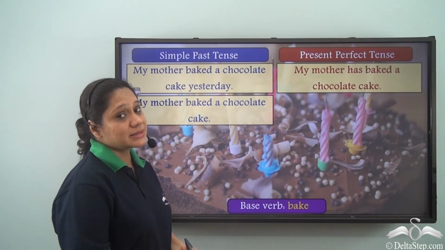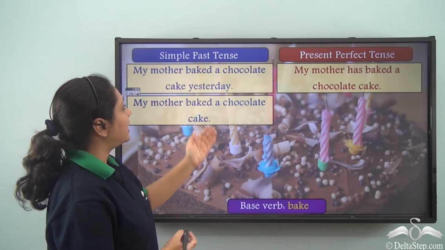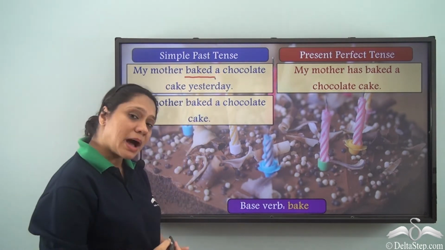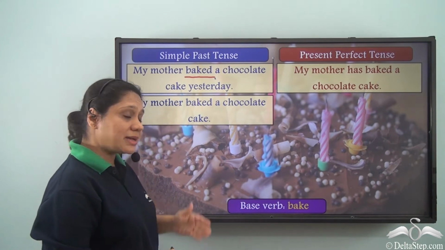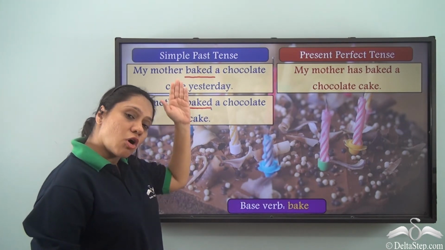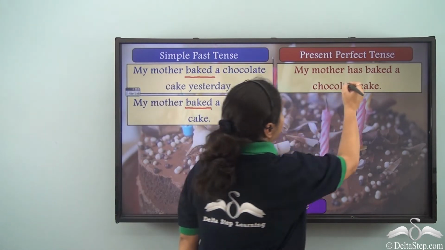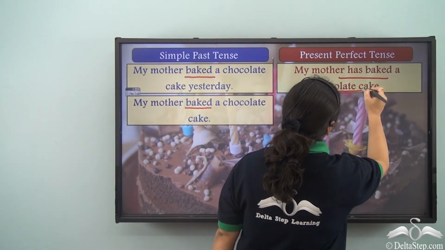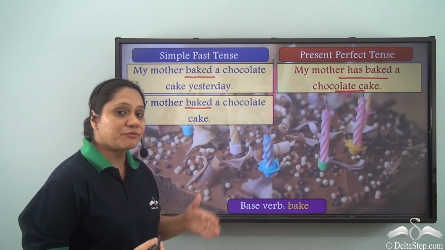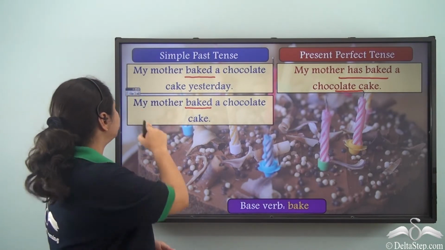Now, let us read some sentences. My mother baked a chocolate cake yesterday. We know that this sentence is in the simple past tense. We can also write it as my mother baked a chocolate cake. This sentence is also in the simple past tense. But the sentence my mother has baked a chocolate cake is in the present perfect tense. I'm sure you're finding these very confusing. So let us understand how these sentences are different.